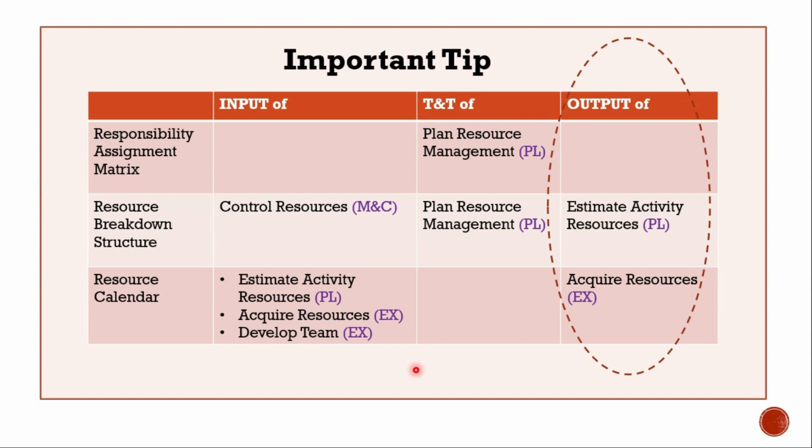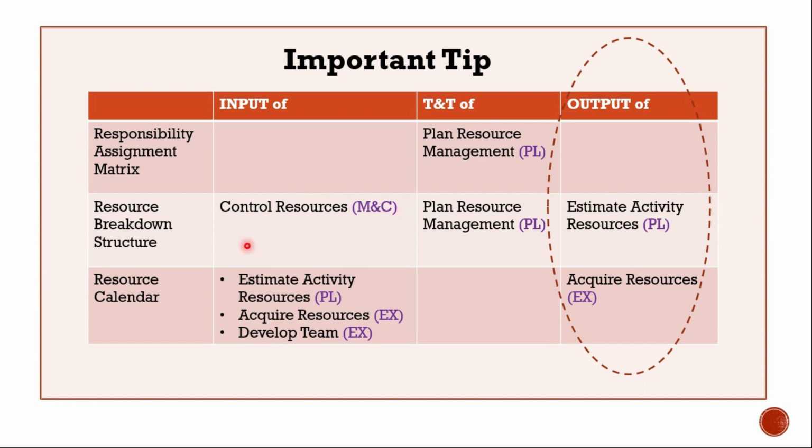Now remember this chart, guys. You have seen as of now that there are a lot of examples of responsibility assignment matrix, resource breakdown structure and resource calendar coming as an input, tools and techniques or output. Now if you note this chart, you will see that responsibility assignment matrix is only a tool and technique which is used in plan resource management, which is in the planning phase. If you see resource breakdown structure, you will see that it's cyclic in nature. It's formed as a plan resource management tool and technique in the planning phase. Then it's an output of estimate activity resources in the planning phase, and the same is used as an input for control resources in the monitor and control phase.